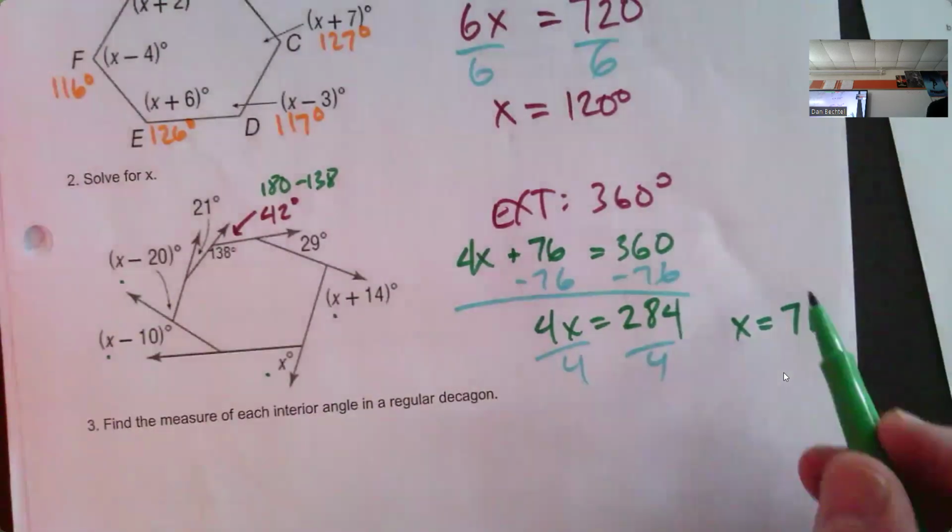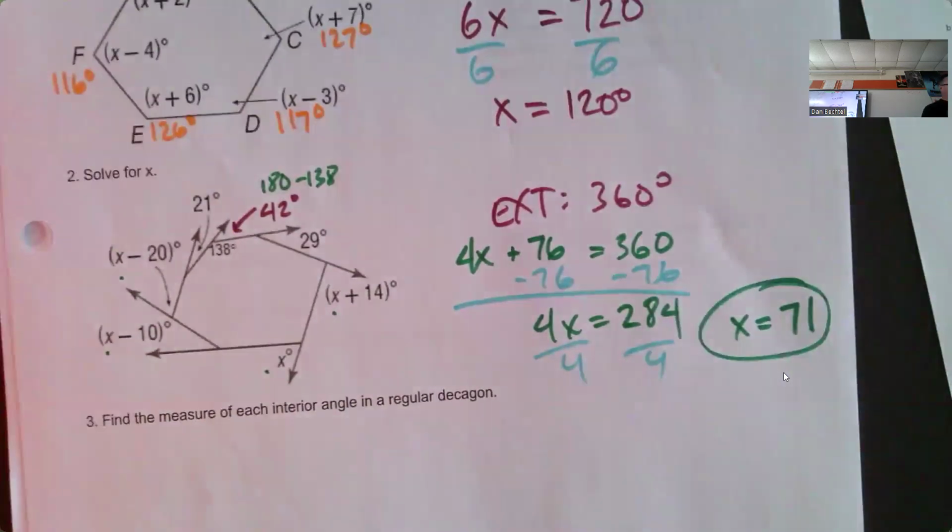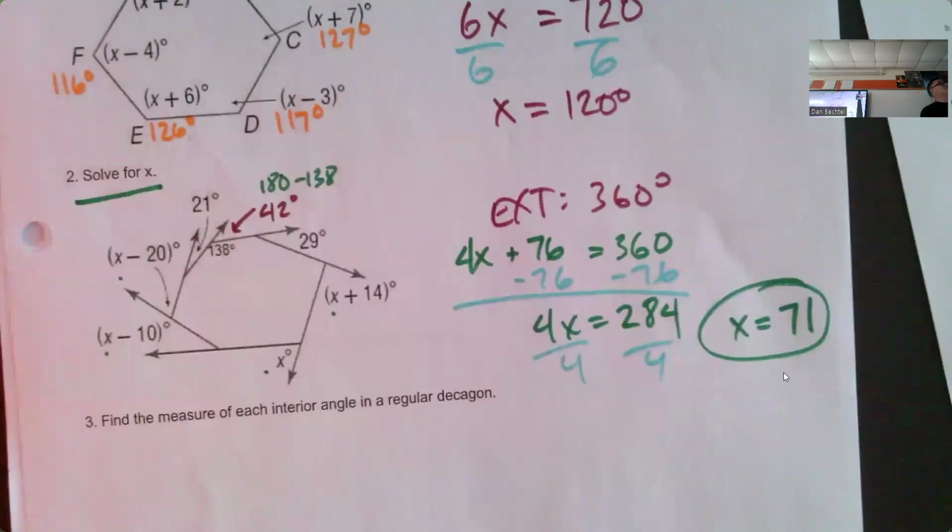Okay. Now here they only asked to solve for X. Wasn't that nice of them? So again, the sum total of all of the exterior angles equals 360. Just solve for what we have.